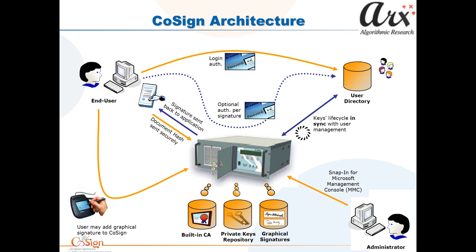The end user can also add graphical signatures to the system. And you'll see on the bottom here that the system handles the built-in CA. It's also the store of the private key repository, as well as graphical signatures. And all of that, by the way, is taken in the backup, which we'll get into backing up the system a little later in this call. In the bottom right-hand corner, you can see the administrator who has that snap-in for Microsoft Management Console and is able to administrate the CoSign appliance through that.